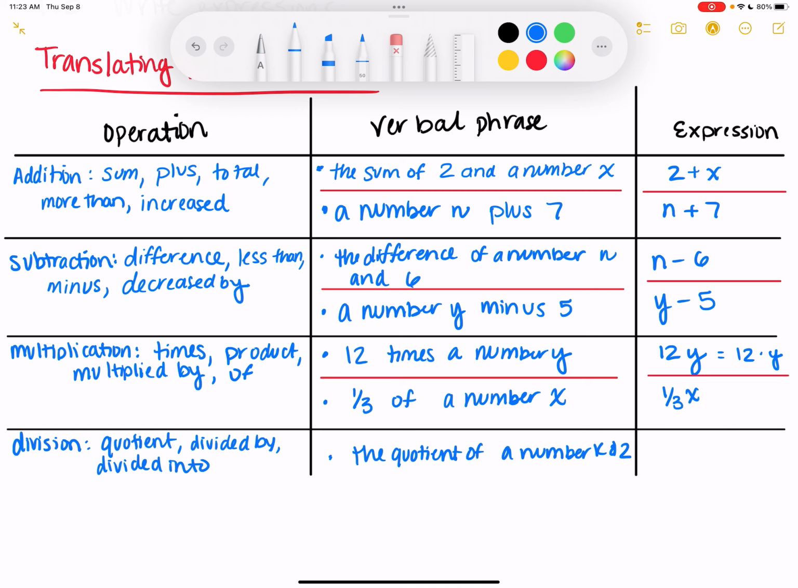Again, we would go left to right in how we read it, and when we write it, we would write it as top over bottom, so we would write it as k over 2. You may also see it as k and then the division symbol, which just means k divided by 2 as well.